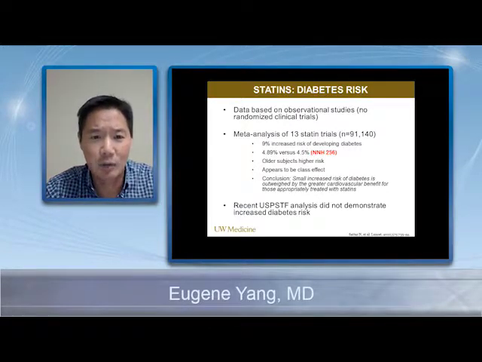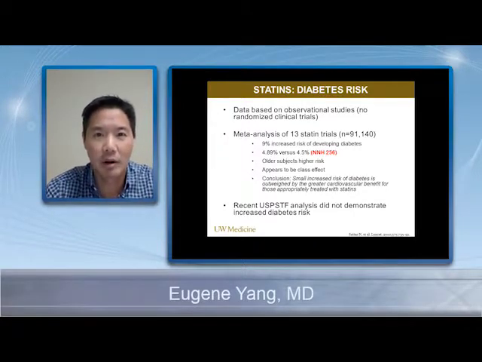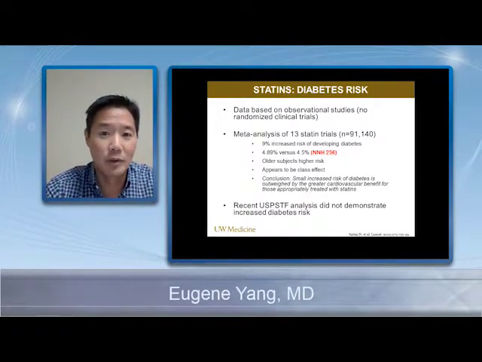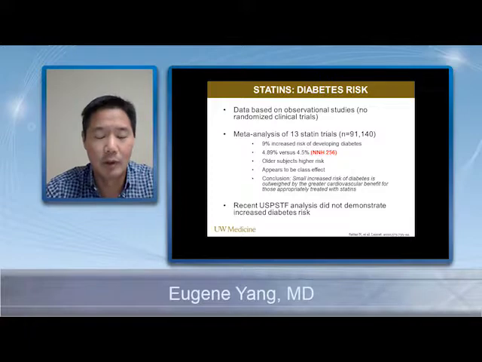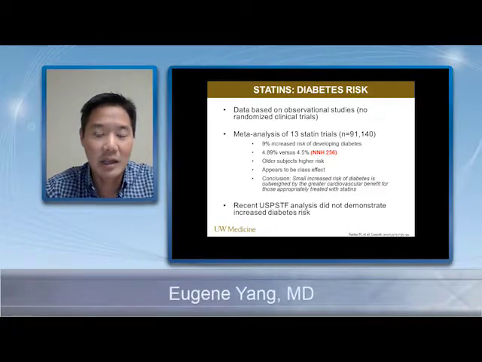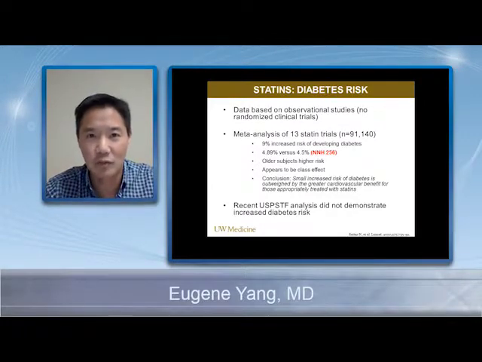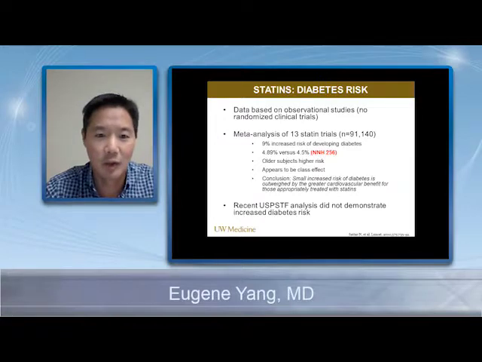Older subjects seemed to be at higher risk, and it did appear to be a class effect. However, the conclusion drawn from that study was that the slightly higher risk of diabetes is certainly outweighed by the greater cardiovascular benefit in those who are appropriately treated with a statin. So if we go back to the 4S trial and we look at the number needed to treat to prevent one event, the number needed to treat in that trial was 25 to have one lower cardiovascular event. So if you have 250 people, you have one incident case of diabetes, and you have potentially 10 people who do not have heart attacks. So clearly the benefits of treatment in that particular case outweigh the risks of developing diabetes.